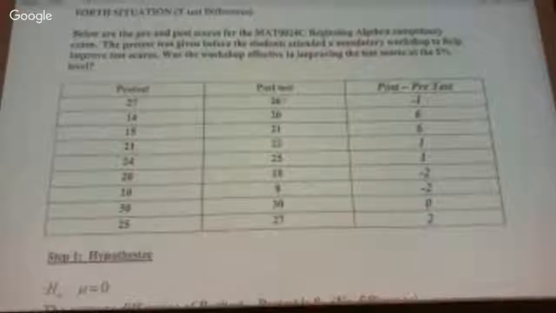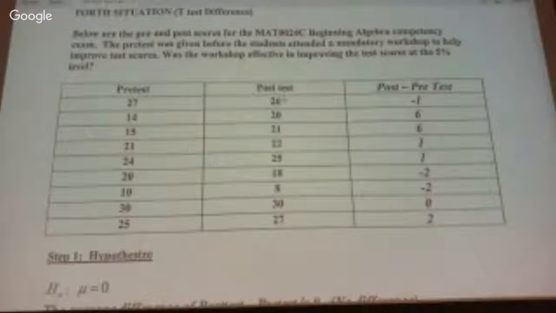Now we're going to do this one. Again, you're going to use your calculator to do this at home. This is something you need to be doing at home. I'm just going over it. But for this one, we have a pre to post test. And the idea is, if I go to a workshop, will it improve your scores?